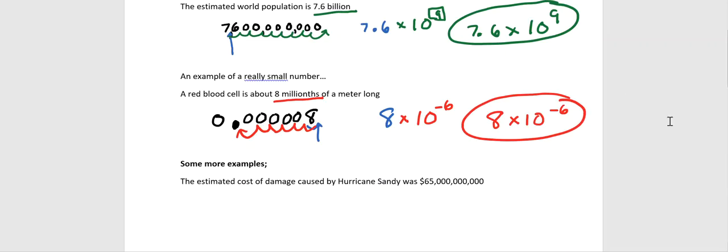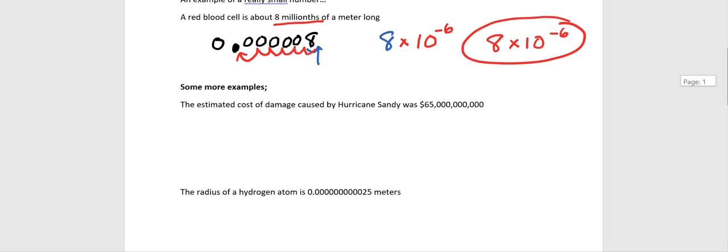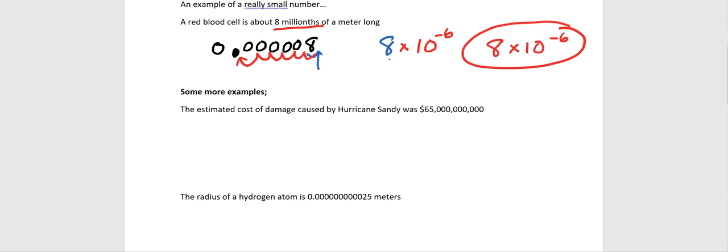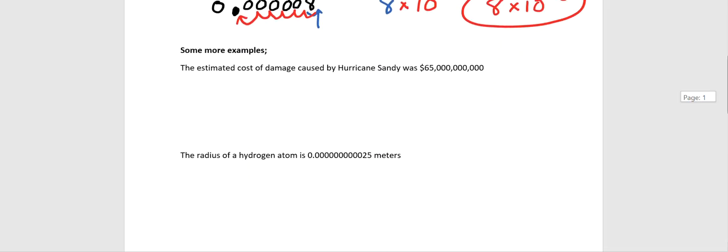So I'm going to leave 2 more examples for you to work on your own. One, a really large number, the estimated cost of damage for Hurricane Sandy. And notice that number is already in standard notation, so you just need to follow the steps that you saw above to convert to scientific notation. And then the other is a really small number, the radius of hydrogen, which I'm not even going to begin to read that number off. But we can see with all those extra decimal points, it's a really small fraction of a number.